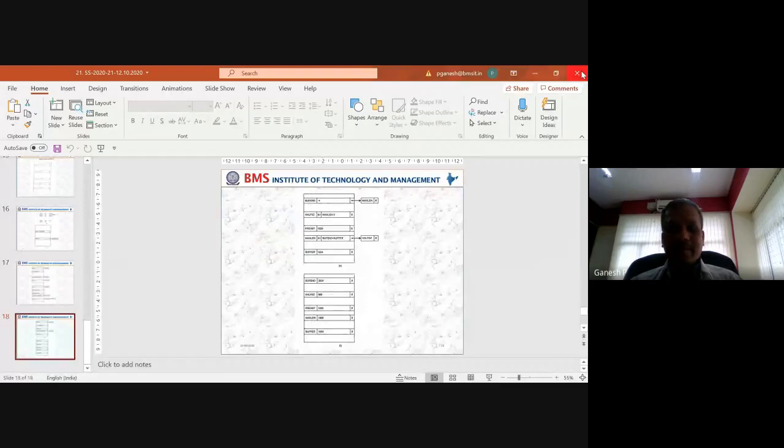So any doubts? Any doubts so far? One pass assembler, multi-pass assembler.